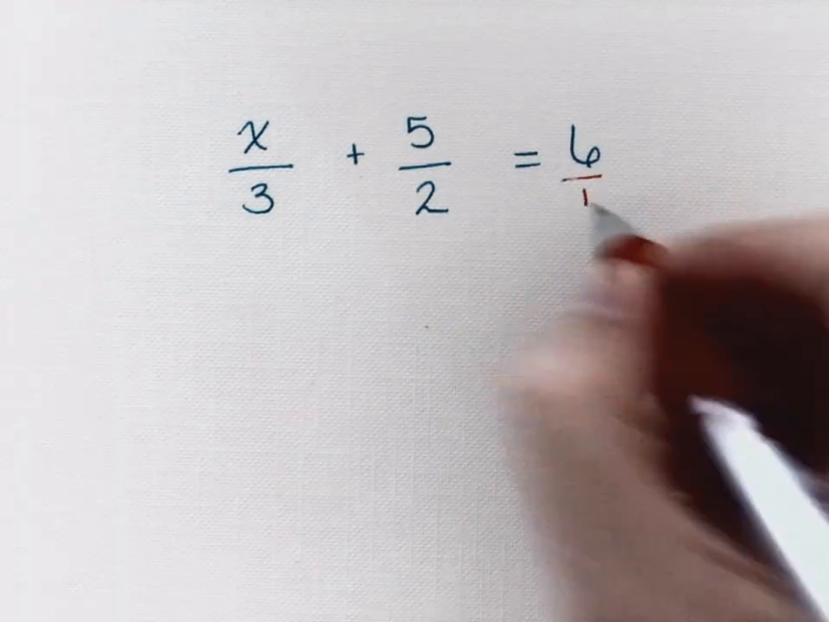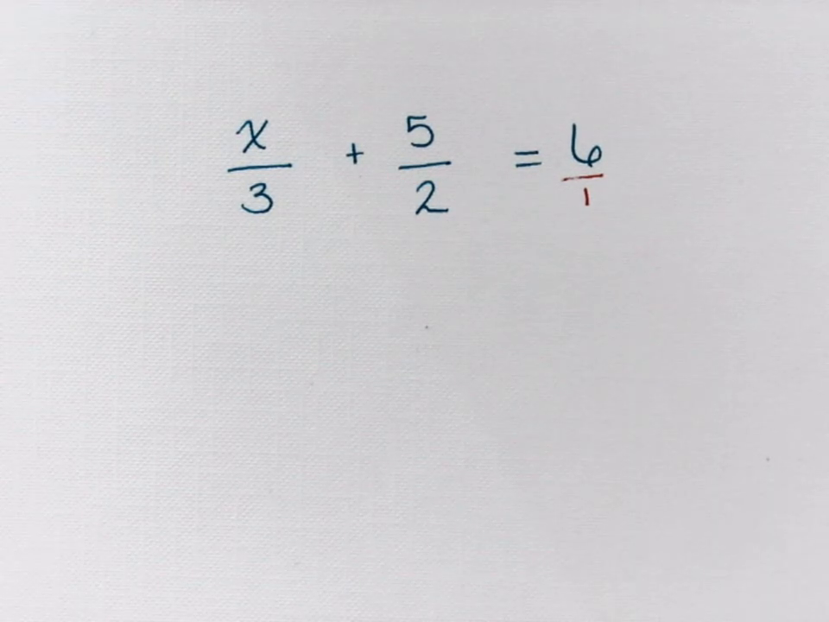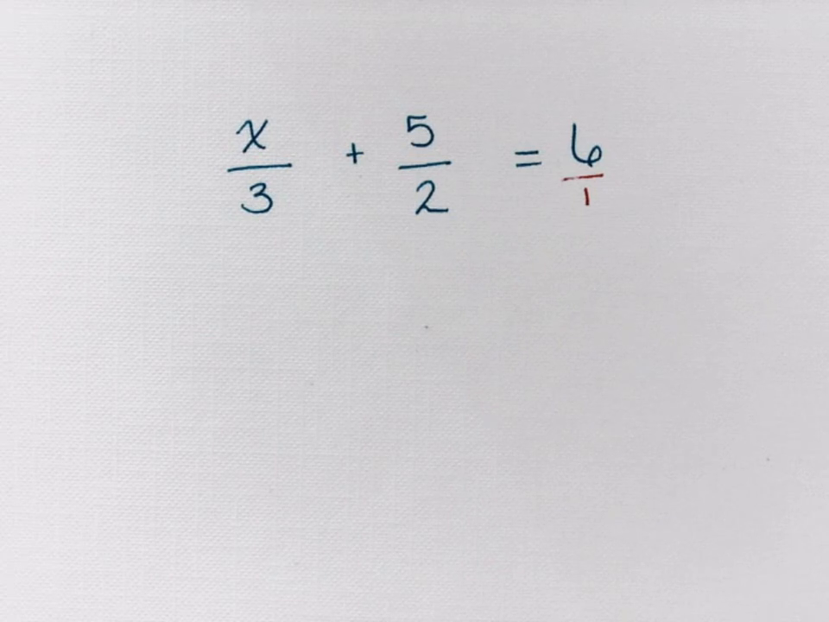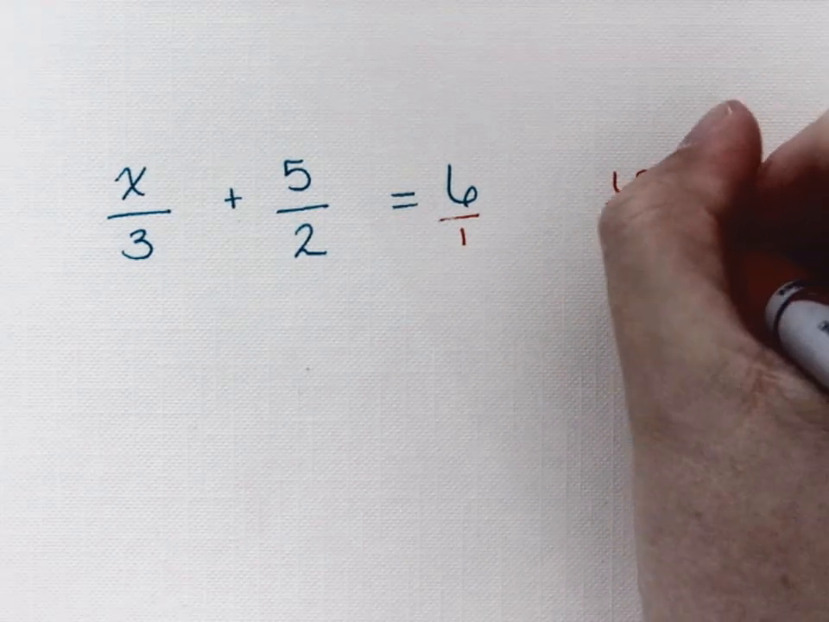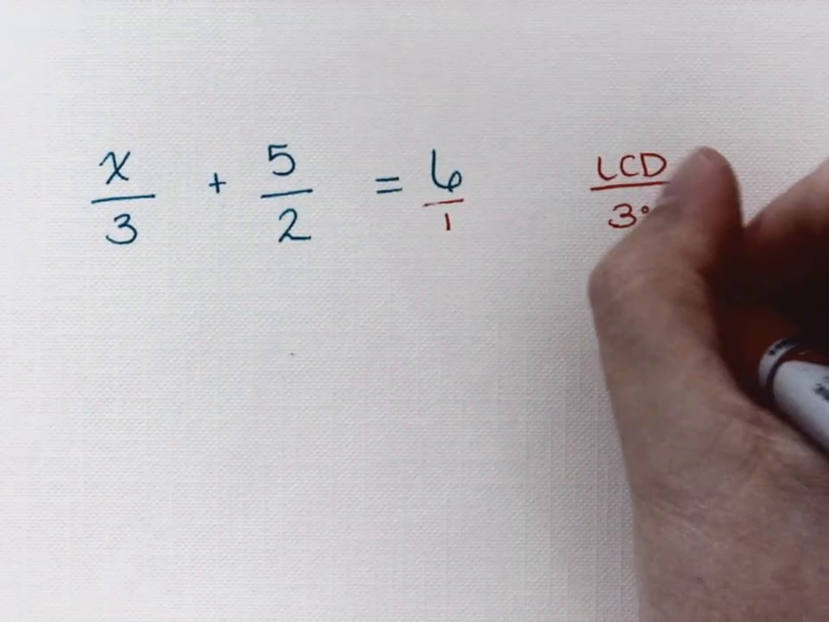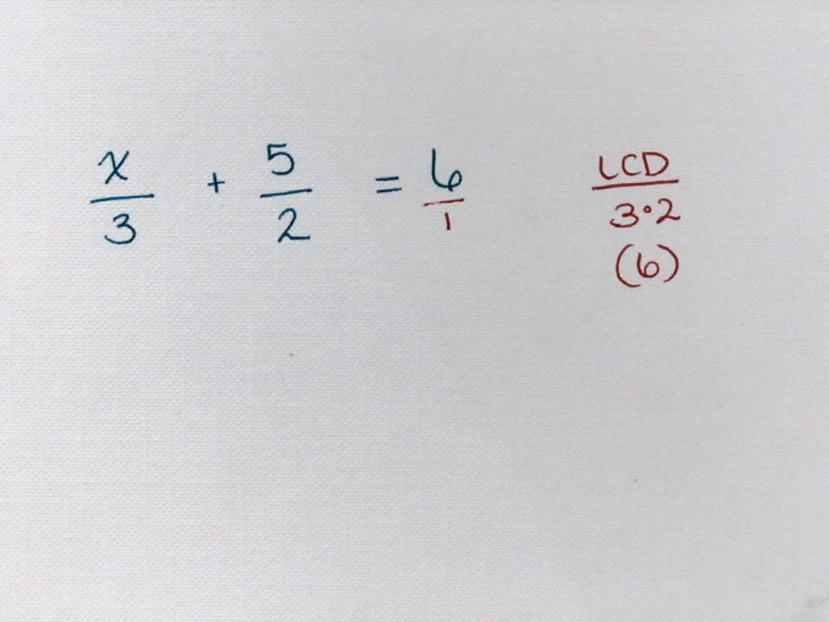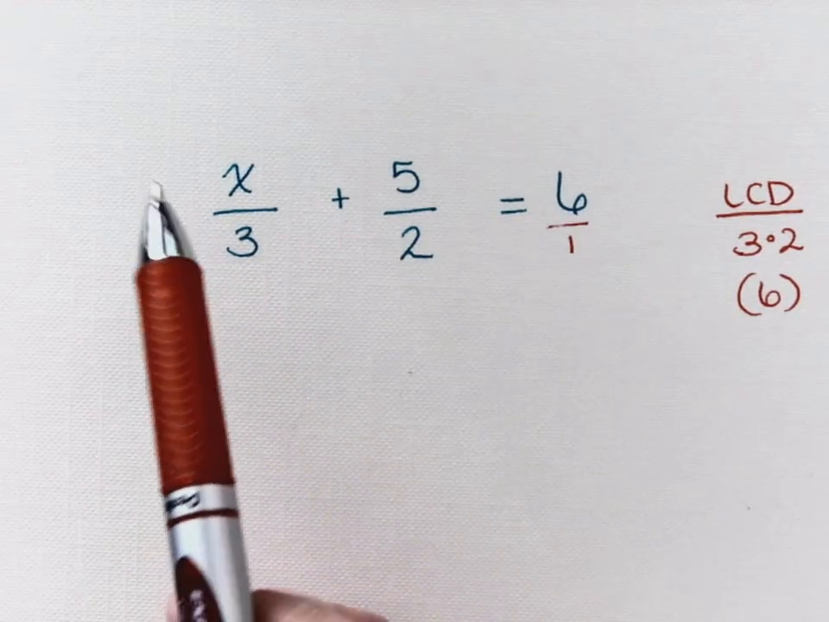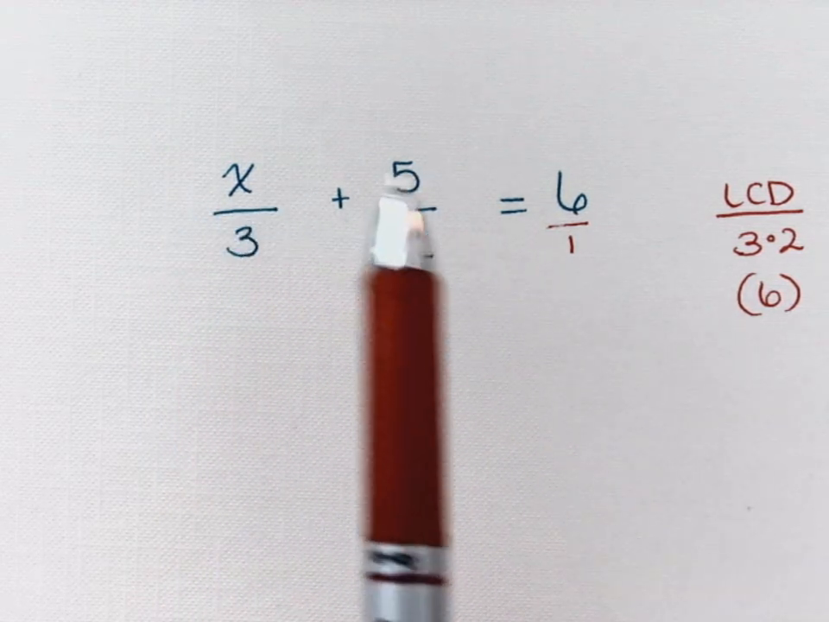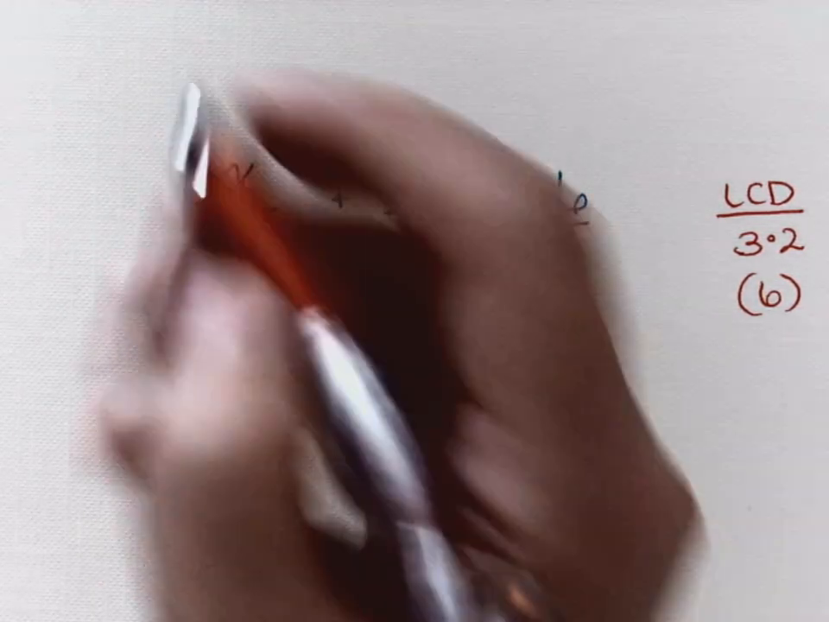We know 6 can be written as 6 over 1. The easiest way to do it: some people get common denominators and add those first, then they have a single term and a single term. You can totally do it that way. It's just easier if you look at this and go, okay, my LCD is going to be 3 times 2, so my LCD is 6. Everybody good with that? So I'm going to times tops only, every term is going to be multiplied by 6.